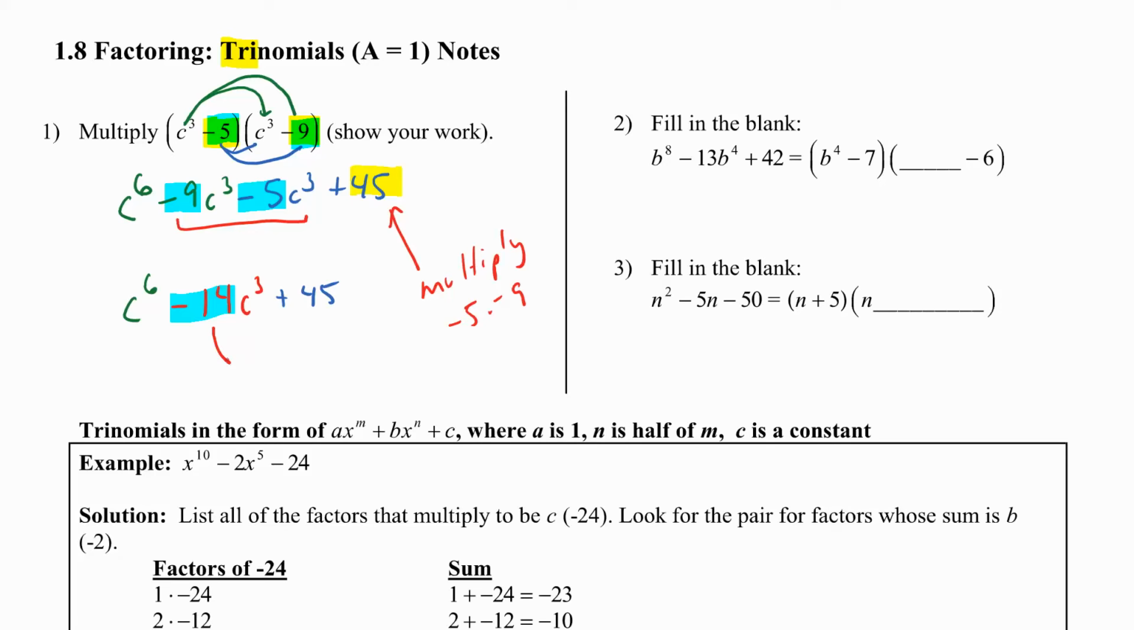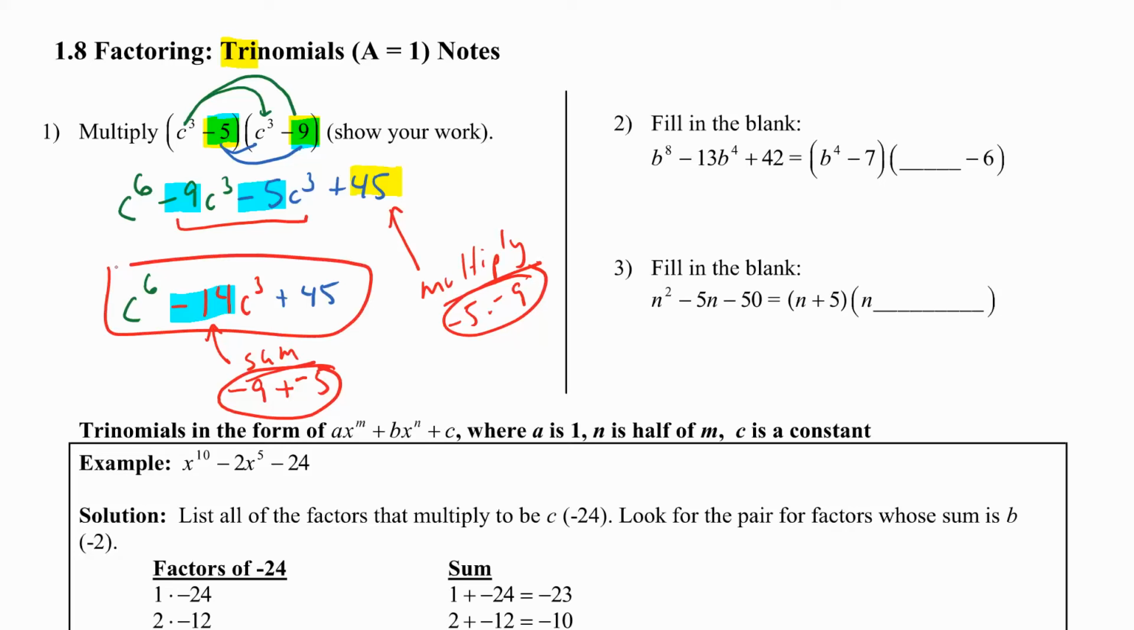So this number right here is actually a sum. It's the sum of negative 9c to the third and, adding a negative 5, either way. So we see that it's the same 2 numbers, but one is a sum and one's a product, and we've got to figure that out when we go backwards. When we go backwards, we're going to look at this trinomial expression and try to find numbers that multiply to be 45, but they also have to add up to be this middle term right here of negative 14.